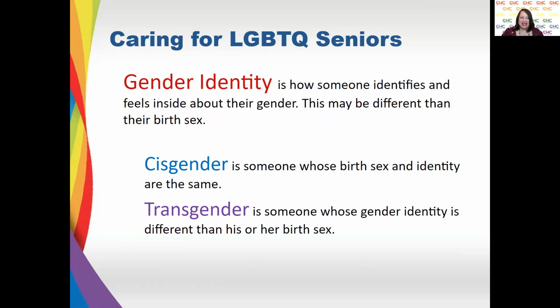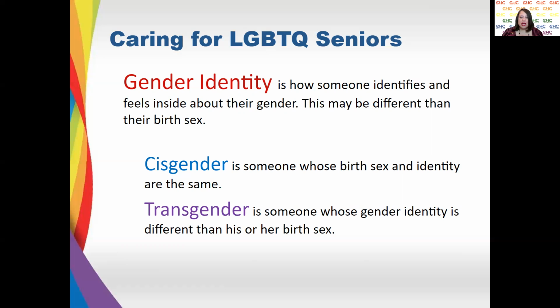Gender identity is completely different from sexual orientation. Sexual orientation is about who you love or who you're attracted to. But gender identity describes how someone feels about their gender or the sex that they were assigned at birth. Someone whose birth sex and gender identity are the same is considered cisgender. So someone who was born a woman and identifies as a woman and feels like a woman is considered cisgender.